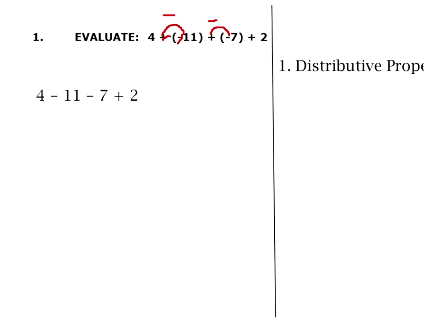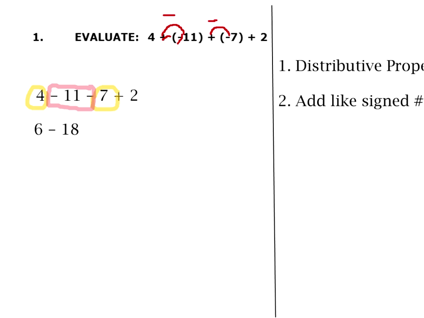Our second step after we rewrite the problem here, we add like signed numbers. Because we know that when they have the same sign, we can add them together. Okay, so we have a positive 4 and a positive 2. So what does a positive 4 and a positive 2 added together give us? That is correct. And what does a negative 11 and a negative 7 give us when we add them together? That's right, a negative 18. Always make sure you have that sign with the number, because if you just write the number, it's wrong. It has to have the sign.